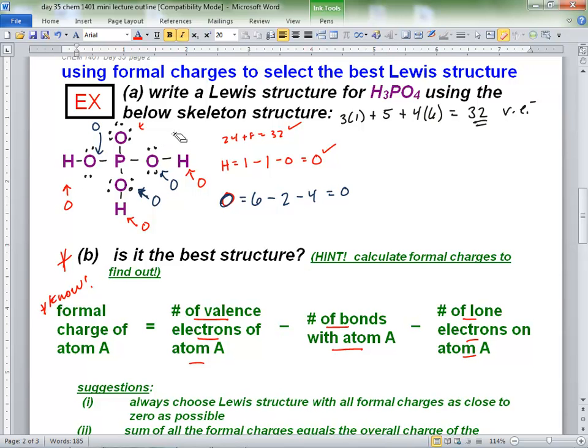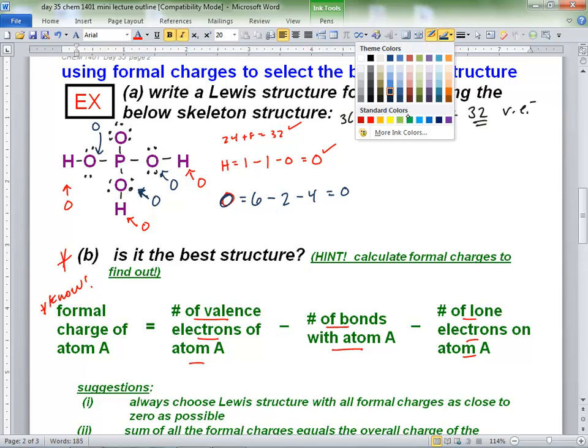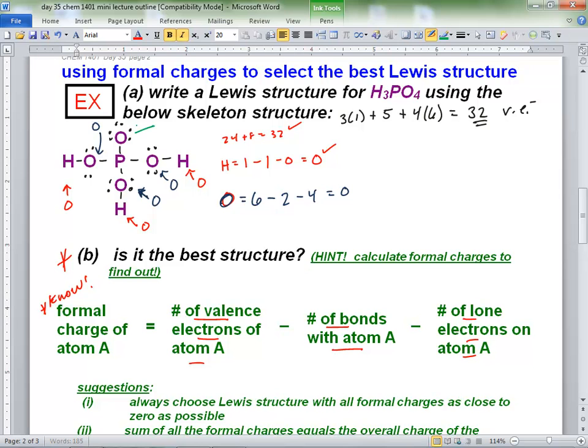Okay. So we just have a couple left. Let's check out this oxygen, the green one. Number of valence electrons, 6. Number of bonds, with the green oxygen, just 1. Number of lone electrons, 6. Now we have a number, right? We've got a -1. So this guy's -1.